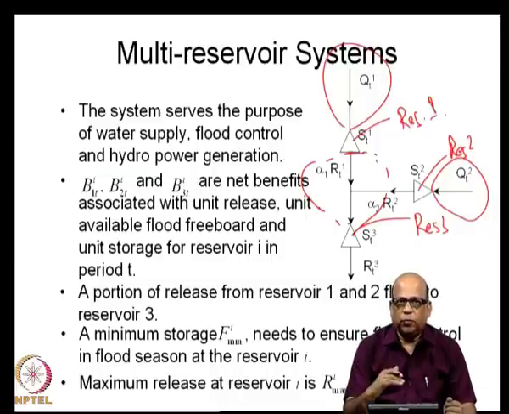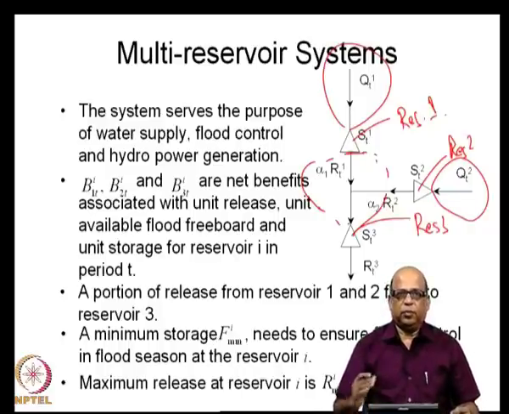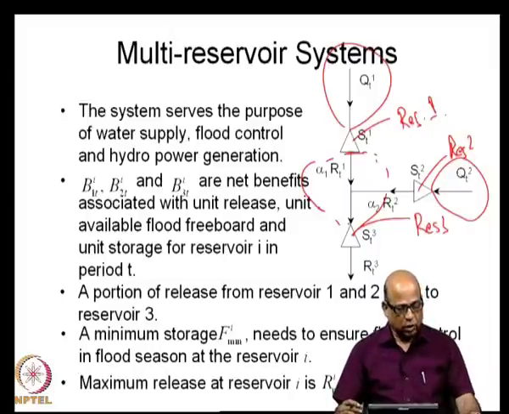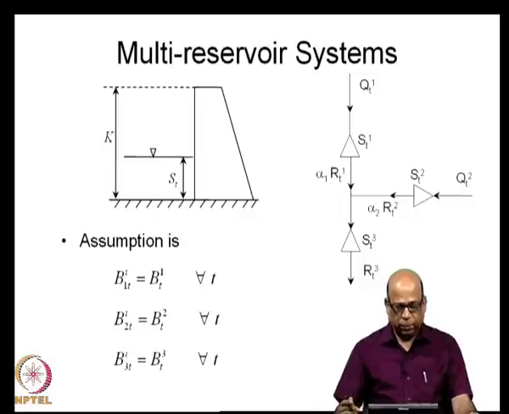Now, the objective function for this is that you are looking at maximization of the net returns out of this reservoir policy, operating policy. And we have defined at reservoir I, where I is equal to 1 to 3, the net returns that you accrue out of releases, out of maintaining a flood control storage, and out of maintaining a particular storage. So, let us see how we formulate this.